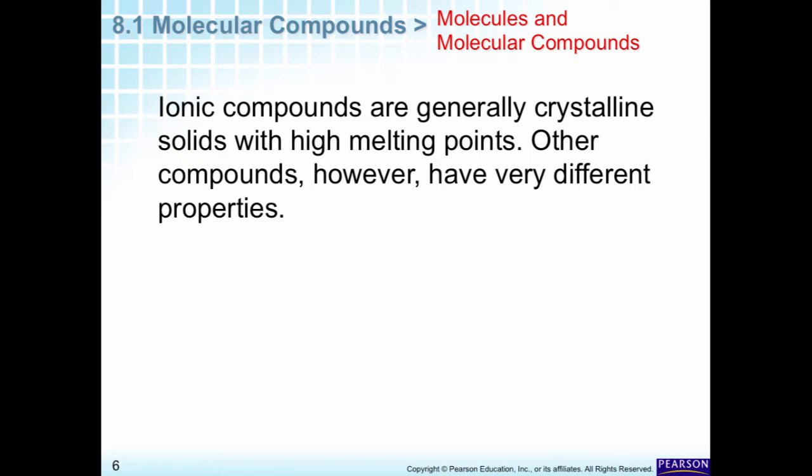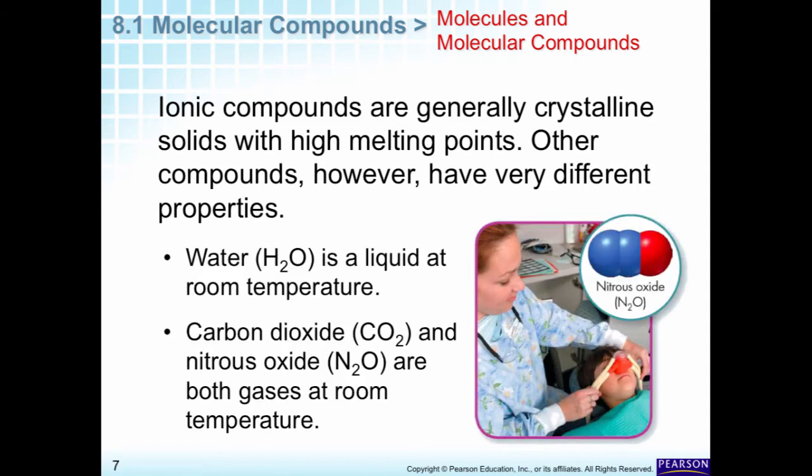Okay, we saw in the last chapter that ionic compounds form crystalline solids with very high melting points. However, covalent compounds usually have much lower melting points and very different properties. We went over some of the properties of ionic compounds and metallic compounds. We're going to see different properties for the molecular compounds, or covalent compounds.